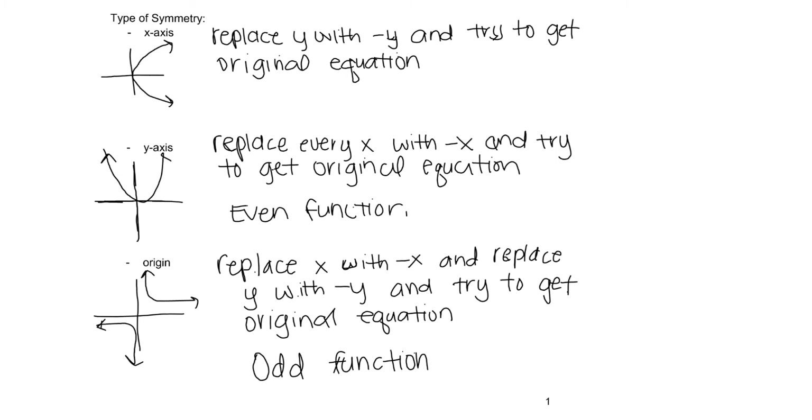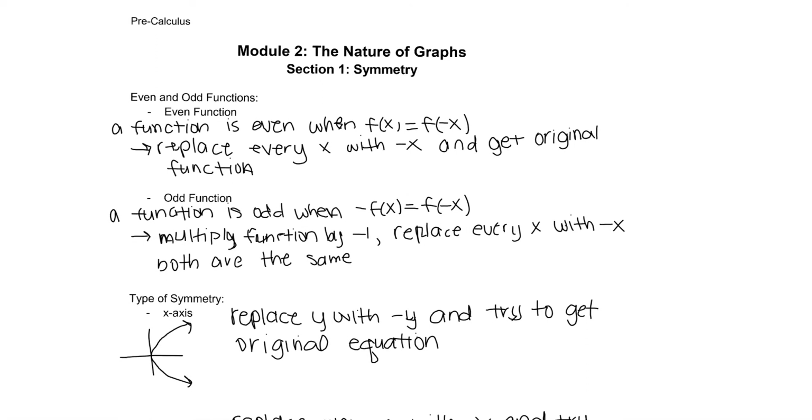However, I can have an equation that's both symmetric with the x-axis and the y-axis. An equation can have multiple symmetries as long as those two symmetries aren't the y-axis and the origin, because that would mean the function is both even and odd, and a function cannot be both even and odd. So I could have x-axis and y-axis symmetry, I could have x-axis and origin symmetry. I can't have all three. You can have multiple symmetries for an equation. You can't have a function, though, that is both even and odd.